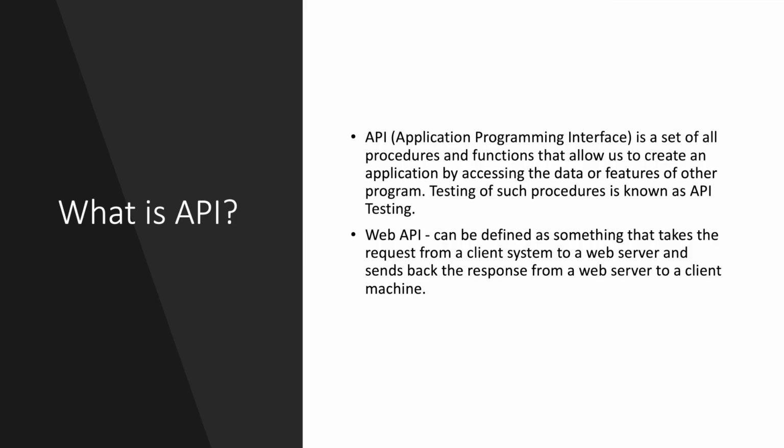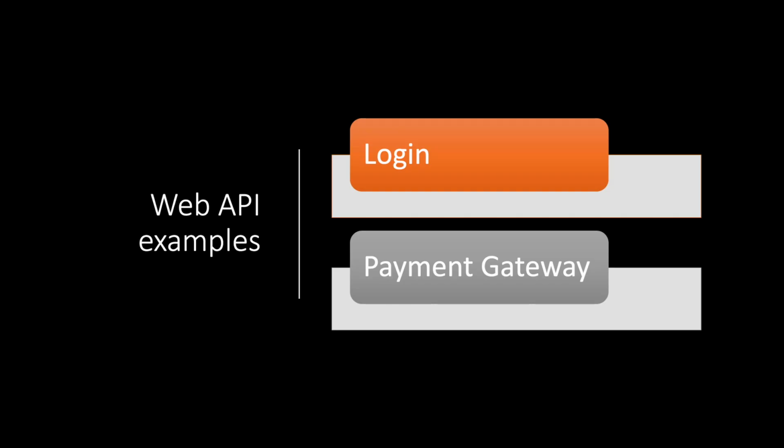So first, let's start with what an API is. API is Application Program Interface, a set of processes and functions that allow us to create an application by accessing the data or features of another program. Testing of such procedures is known as API testing. This is the book definition. In short, you are using some other party's functions in your program. Let's start with an example.